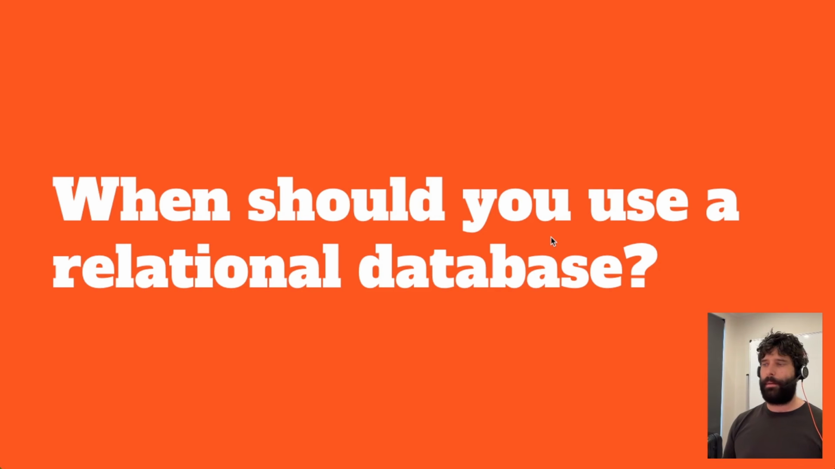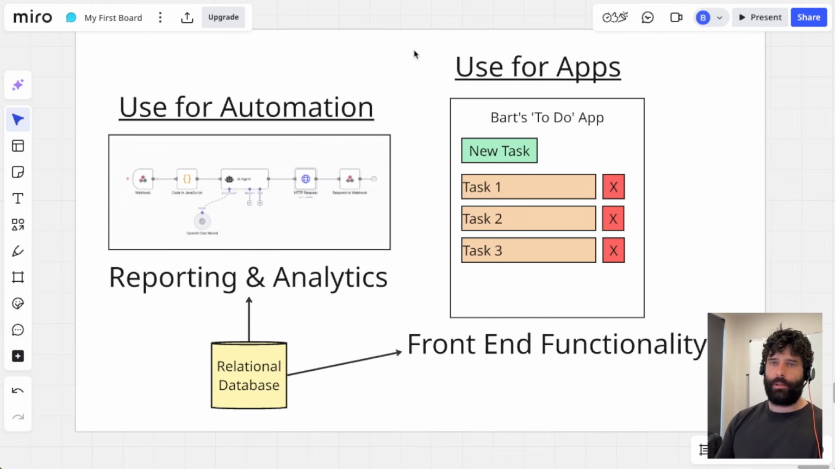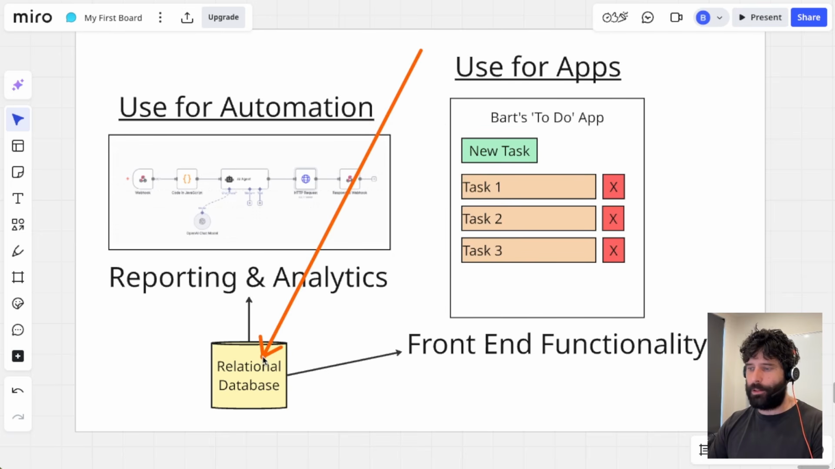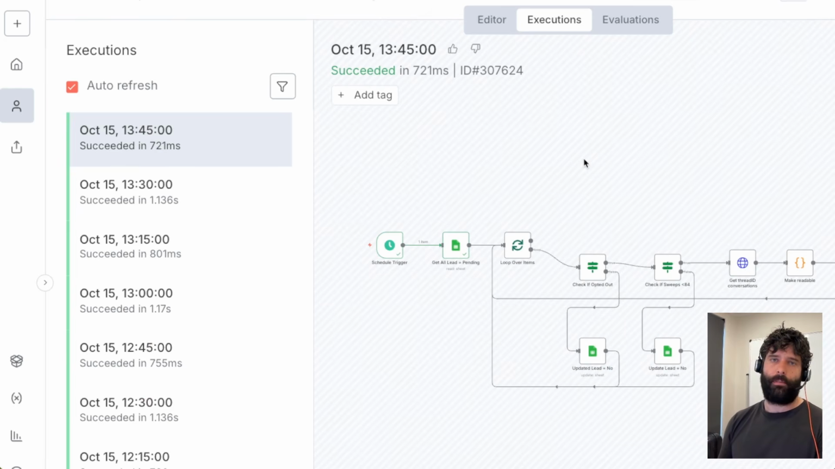Okay, so now spend some time thinking about when we should be using relational databases. If you're an AI builder like me, you're most likely building out automation using tools like n8n, or you're building out apps for yourself using tools like Replit. So in the case of automation with n8n, you might build a relational database for reporting and analytics. In fact, n8n already does this for us in the backend.